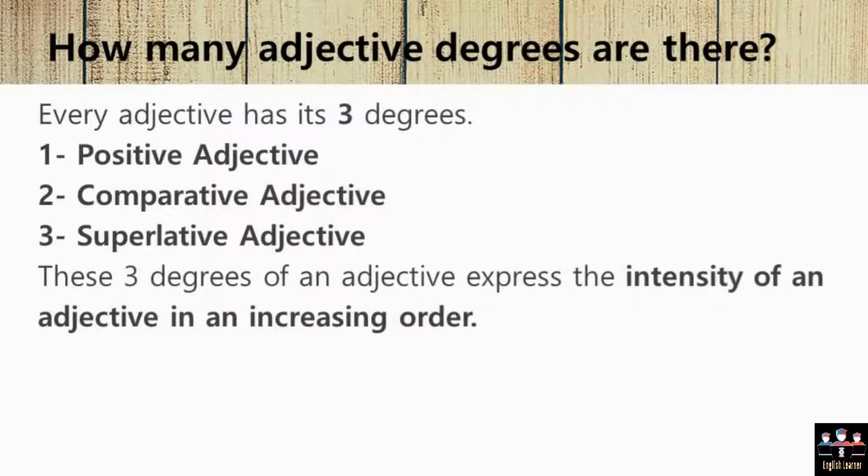Now the question arises: how many adjective degrees are there? The answer is that every adjective has 3 degrees. Number 1, positive adjective, which is also called base or normal adjective. Number 2, comparative adjective. Number 3, superlative adjective. These 3 degrees of an adjective express the intensity of the adjective in an increasing order.